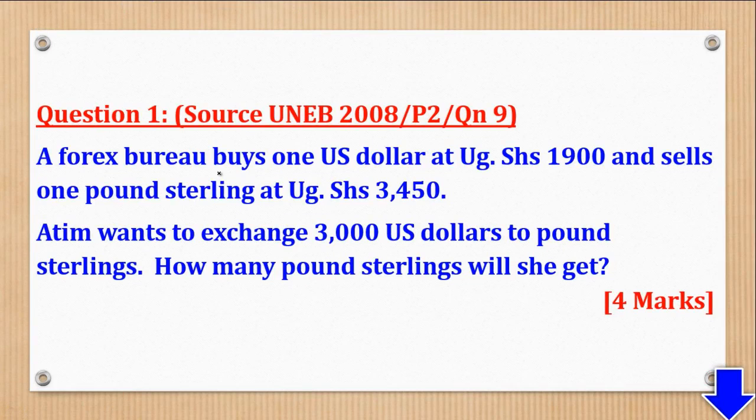a forex bureau buys $1 US dollar at Uganda shillings 1,900 and sells £1 sterling at Uganda shillings 3,450. A team wants to exchange 3,000 US dollars to pound sterling. How many pound sterlings will she get? So we are given three currencies. There is Uganda shilling, there is US dollar, and there is pound sterling.